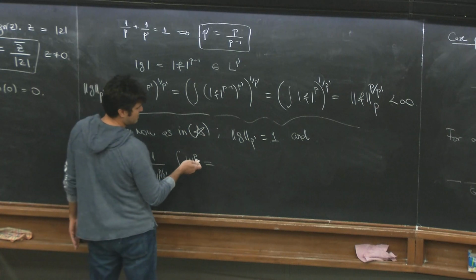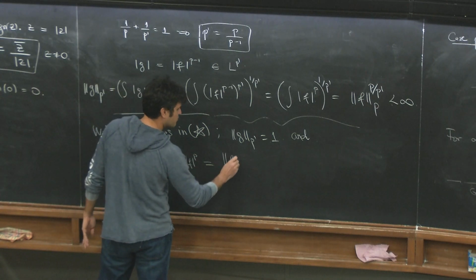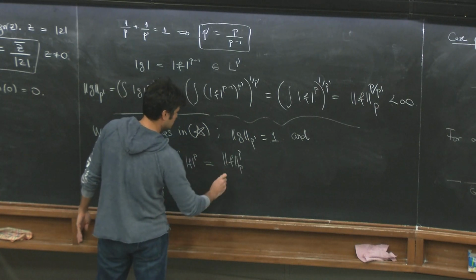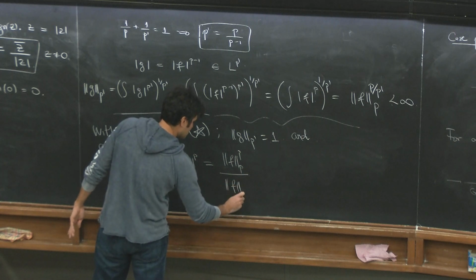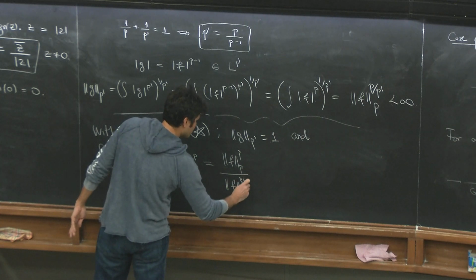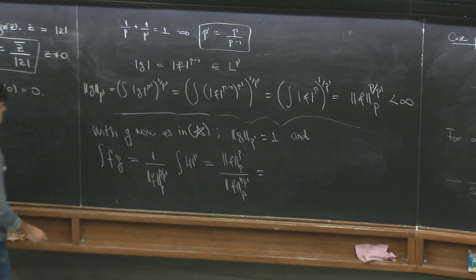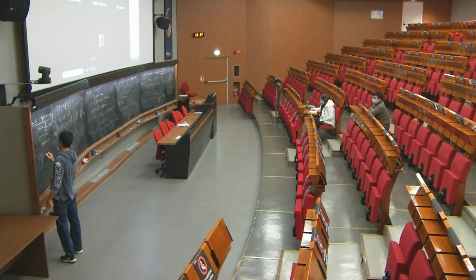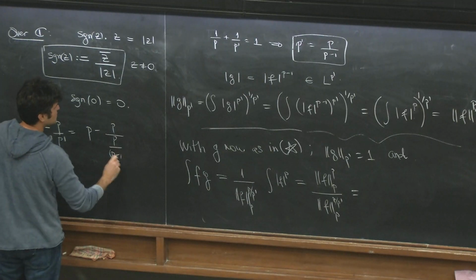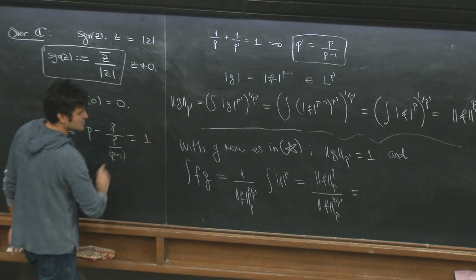The integral of modulus of f to the p is just the L^p norm of f to the p, divided by p over p prime. So now you have to make the cancellation. When you cancel this, you get the exponent p minus p over p prime. This is, again, p minus p, who is p prime? p over p minus 1. And again, this gets to be 1, as we want it, right?